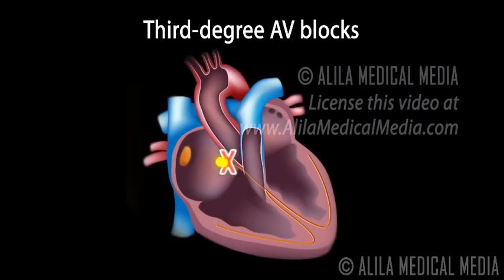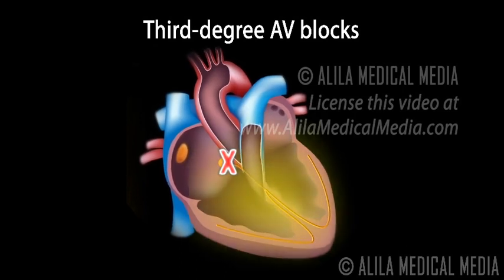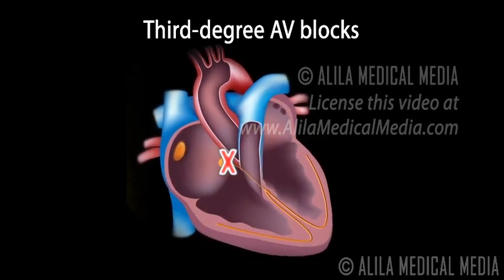Third degree AV blocks are also referred to as complete heart blocks. In this condition, none of the electrical signals from the atria reach the ventricles. With no input coming from the atria, the ventricles usually try to generate some impulses on their own. This is known as an escape rhythm.